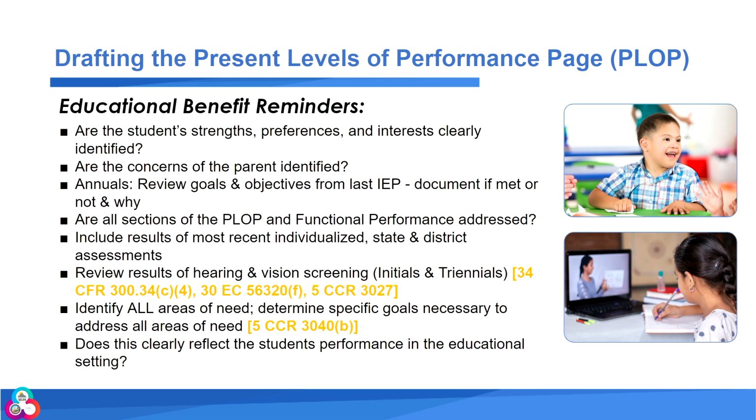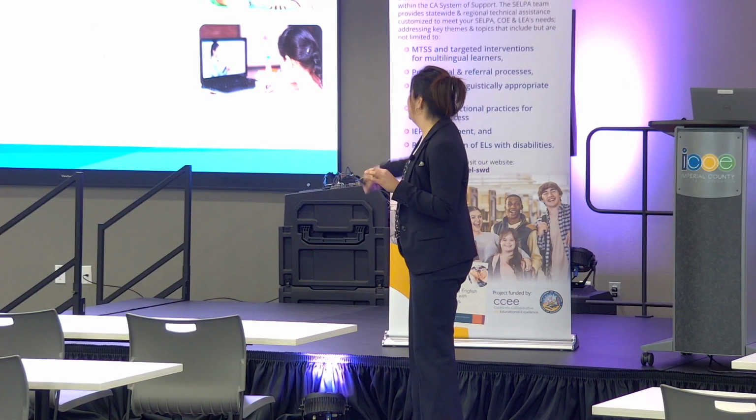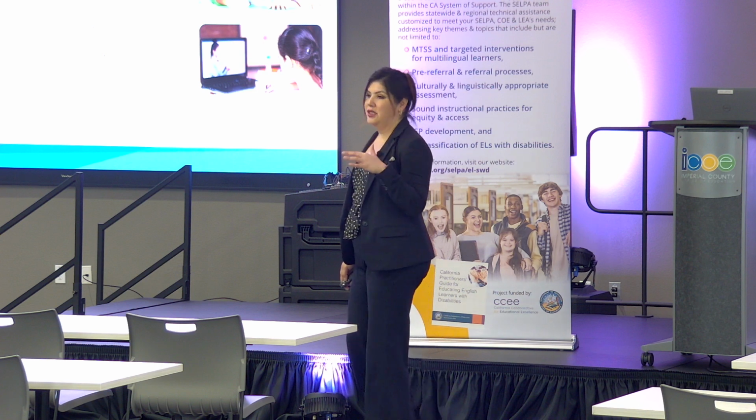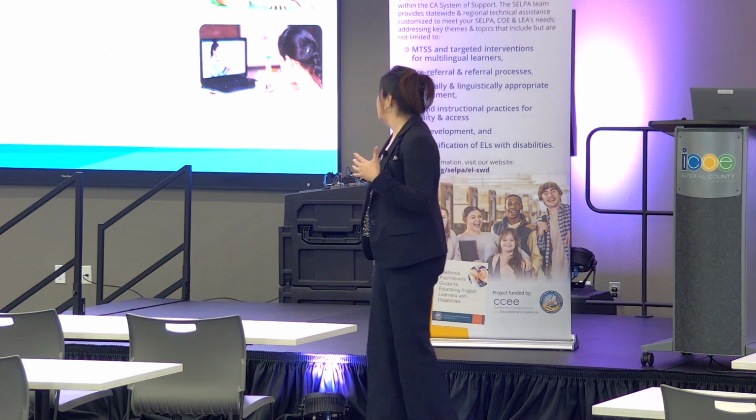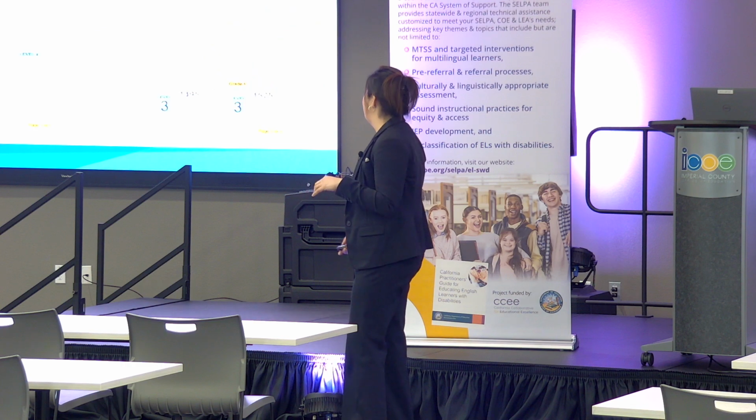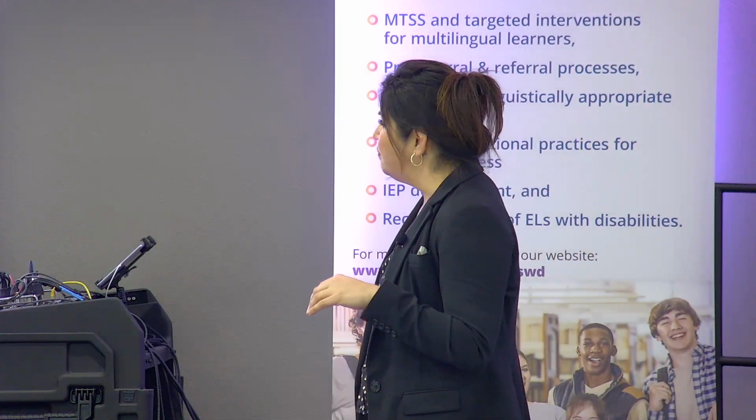Are we including hearing and vision screening for those, not initials and triennials, now they're plan reviews and eligibility reviews, right? And identifying all areas of need, specific goals necessary to address areas of need, and whether these clearly reflect the student's performance in the educational setting. Again, this checklist is here just as a reminder for when you're developing those present levels to ensure that these critical elements are being referenced.